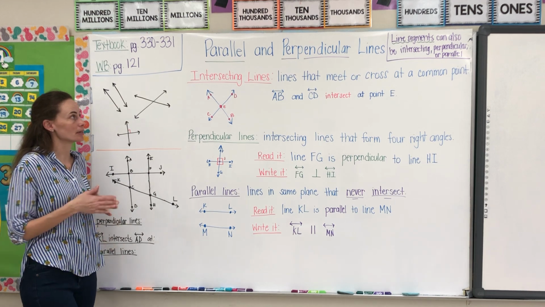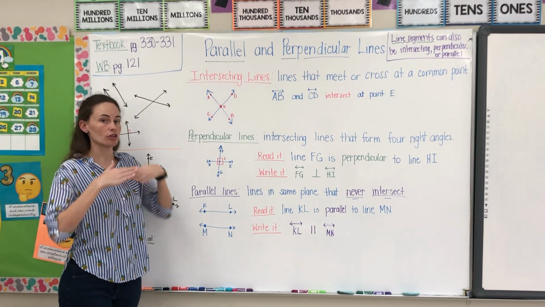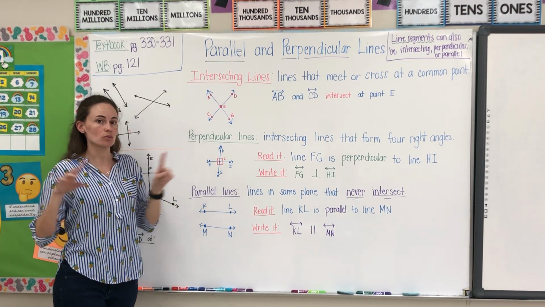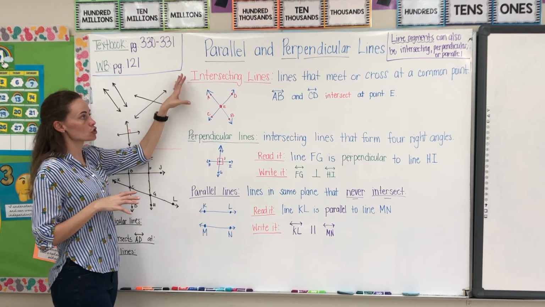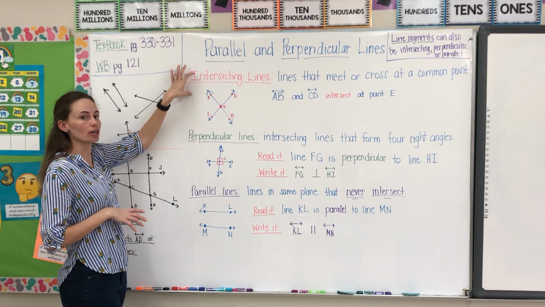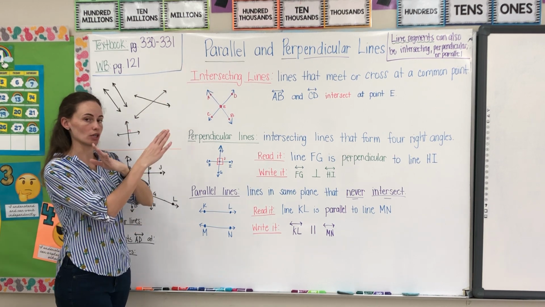Okay, so we're going to be talking about different kinds of lines. Remember, lines are straight and they have arrows at the ends, which means they continue in both directions. So if the lines cross at a point, they're called intersecting lines. So when they cross each other.